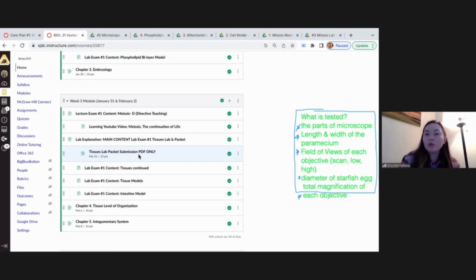But if you mostly finish your metric, your microscope, and your mitosis packets, then next week you go into lab and you're pretty much prepared to start on that tissues right away. Does that make sense? So you're kind of keeping up, getting a little ahead so that you're not behind when that lab exam comes around.